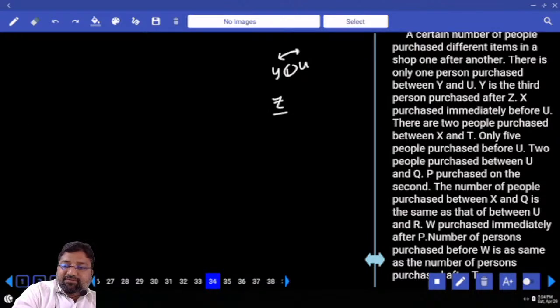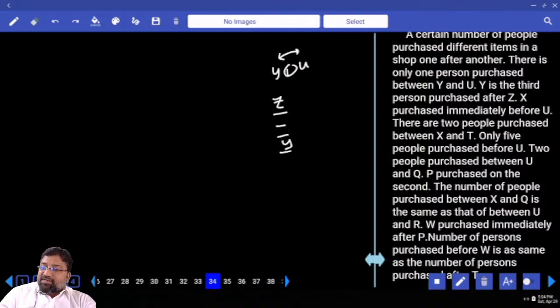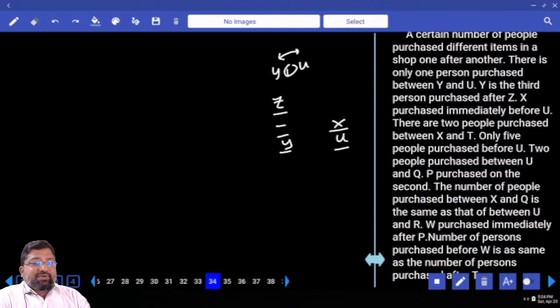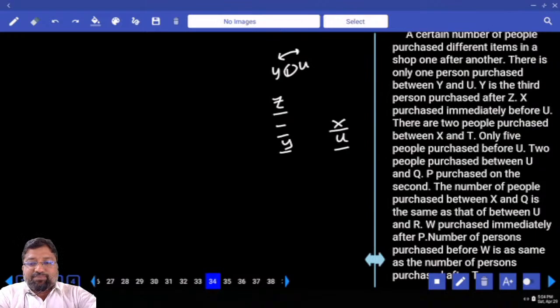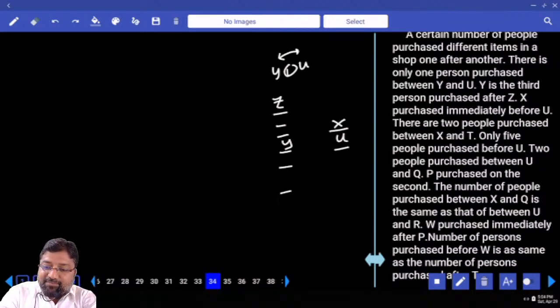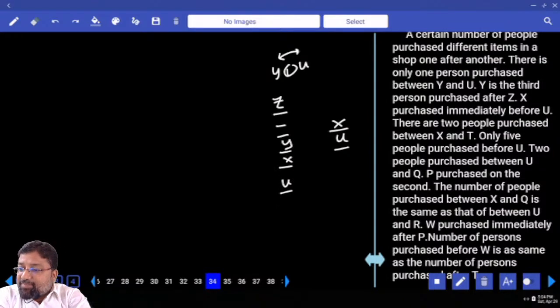Z. Next one. X purchased immediately before U. I have a point on this: Y and U. If I put U here, there is no way for X, so there must be one person gap for U. This is it.